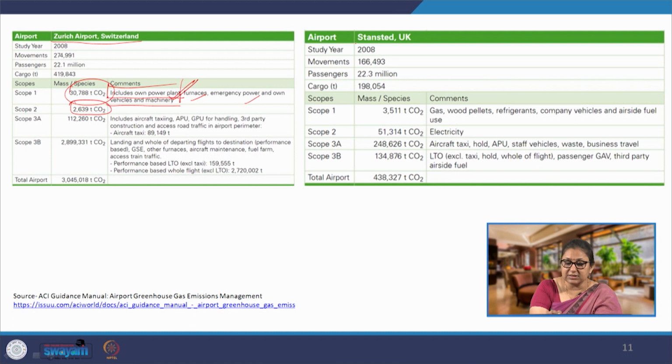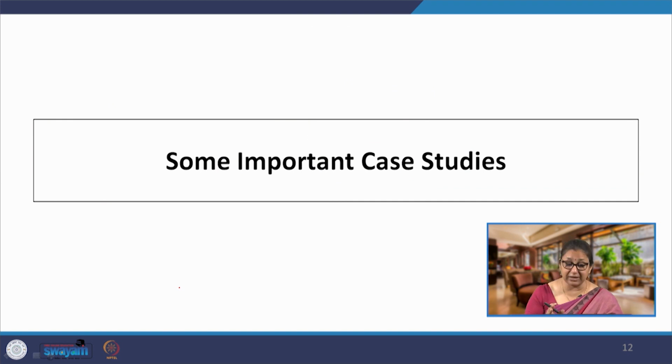Compare it with Stansted airport in the UK, and there we will see that this is scope 1, where we are talking about the fuel combustion for different processes using gas and wood pellets. There are fugitive emissions from refrigerants, company vehicles, all those, but the majority is coming from scope 2 emissions, which is largely the purchased electricity, the off-site electricity. So, in both cases we see that it is largely about the power that is getting consumed in the airports, and there we have to see where this power is really being consumed.